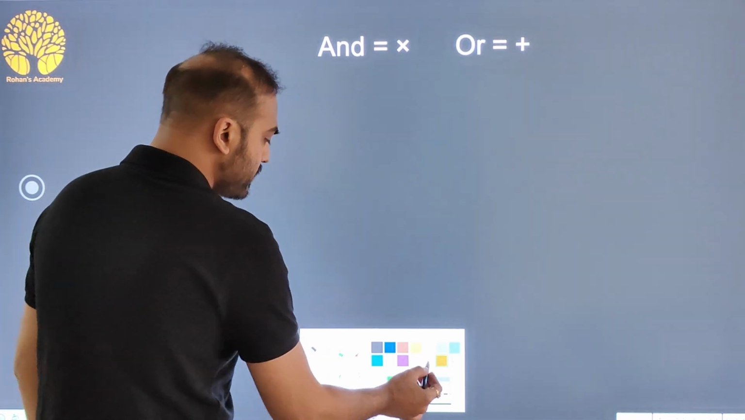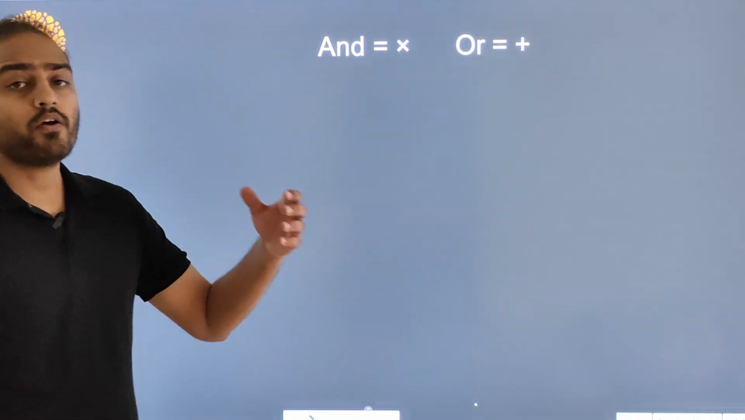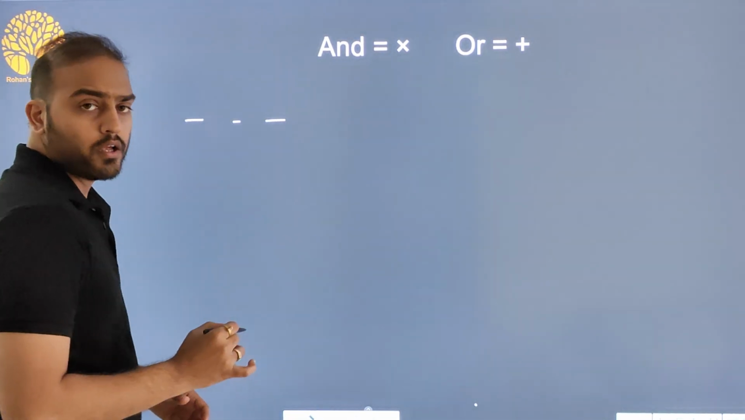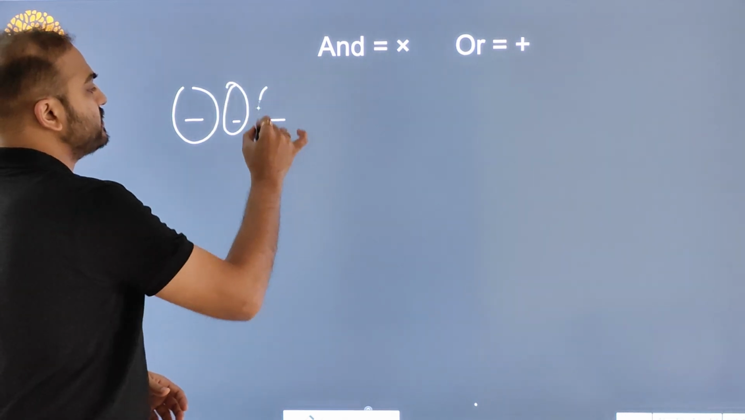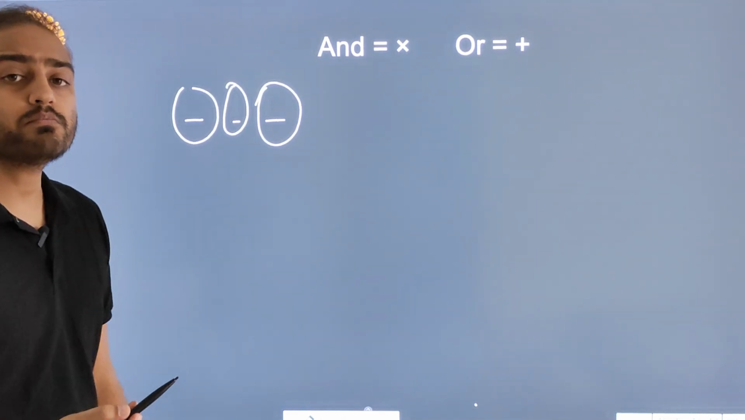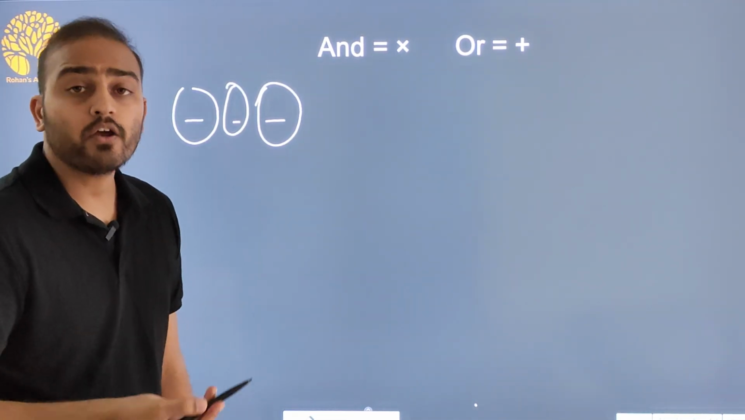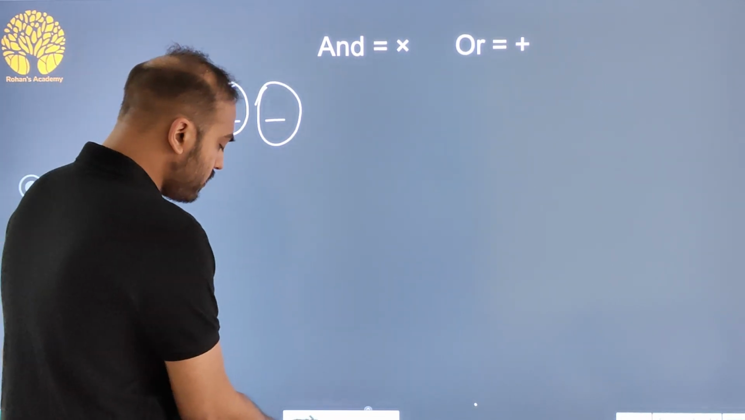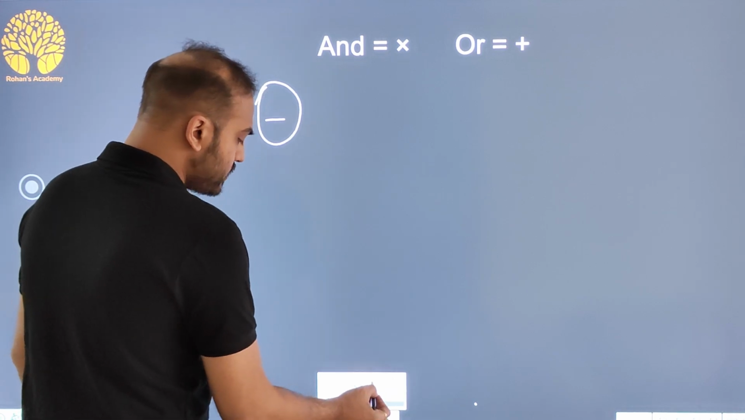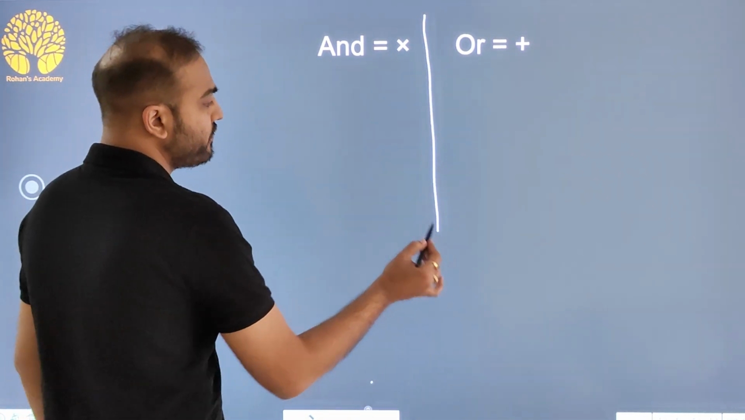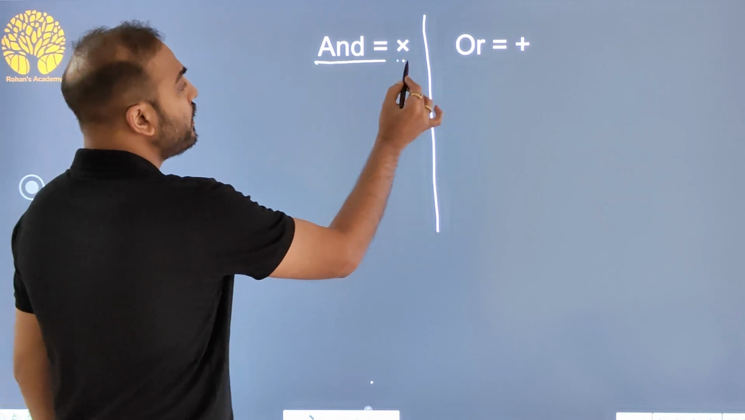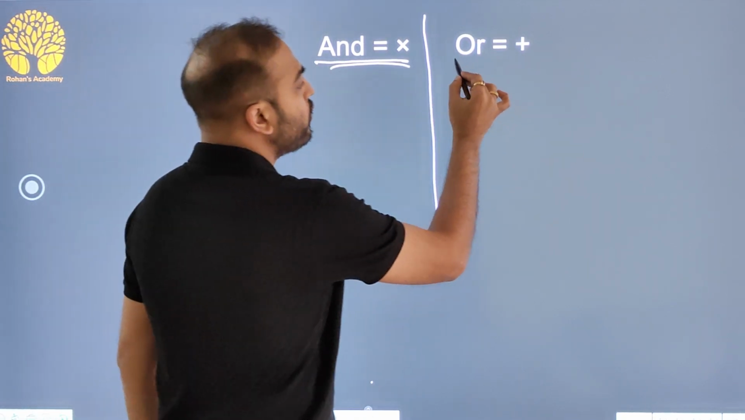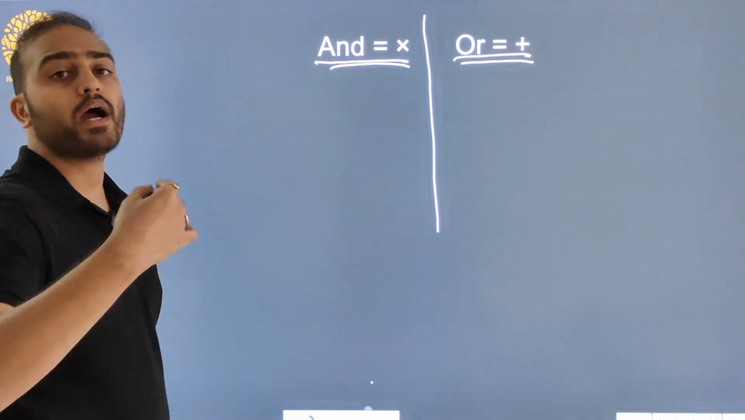Now, one last thing before we jump to questions. When you are doing counting, you are going to make spaces and write the options in those spaces. But then another question comes: do I multiply? Do I add? How do I decide? For multiplication and addition, the differentiation is very simple. If you are using the word and, you multiply. If you are using the word or, you add.